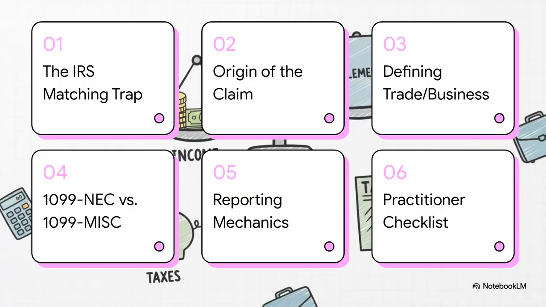So, here's the plan. We're going to start by exposing the root of the problem, which is what I call the IRS's automated matching trap. Then we'll build our defense, step by step, using a couple of foundational legal concepts. After that, we'll get into the nitty-gritty of the reporting forms and the precise mechanics for filing correctly. And we'll wrap it all up with a handy checklist for practitioners, just to make sure you're always ready.